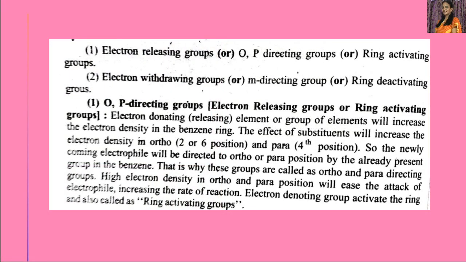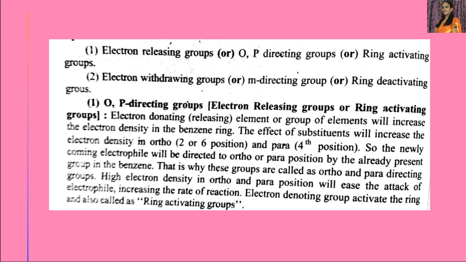Now let us see the groups. Here, 2 types of groups are present. The first one is electron releasing groups, or ortho-para directing groups. Electron releasing groups are ortho-para directing groups. The second name is ring activating groups. Electron releasing groups are ortho-para directing groups, also known as ring activating groups.